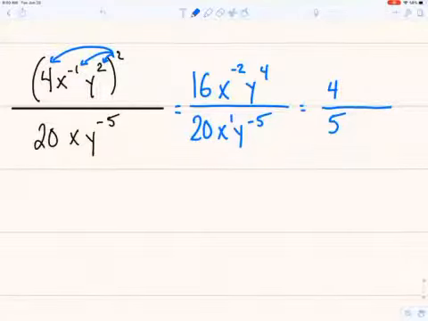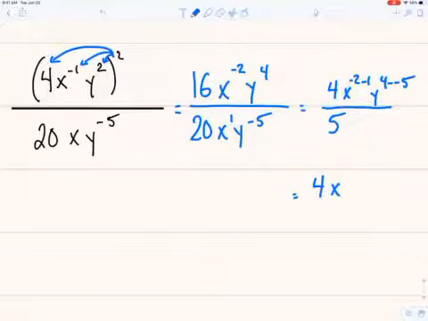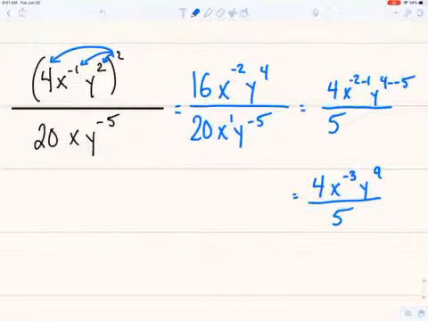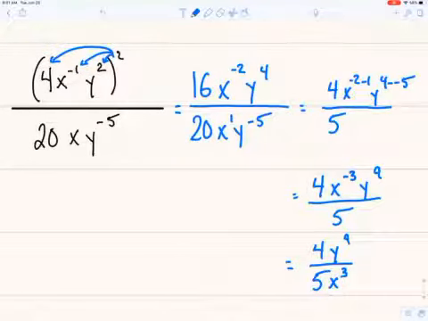When I deal with my x's, I have x to the negative 2 minus 1, and I have y to the 4 minus negative 5. Now let's go ahead and transfer this down. x to the negative 2 minus 1 is negative 3, y to the 4 minus negative 5 is 9. One of those is going to have to move and the other one won't. You can see that the negative power is going to have to move to the bottom. The y to the 9th doesn't need to move anywhere, and I'm going to get 5x to the positive 3rd. And that's how I deal with negative exponents.